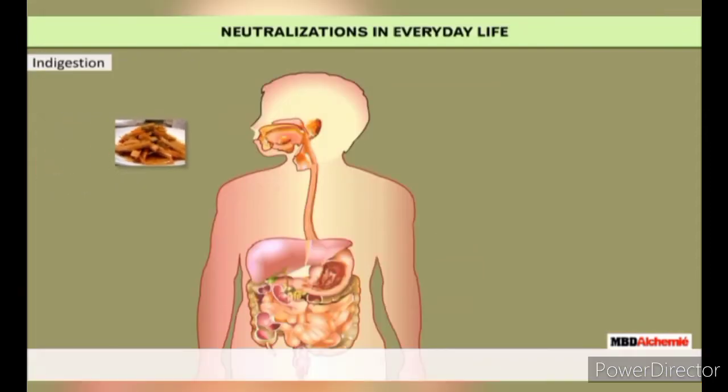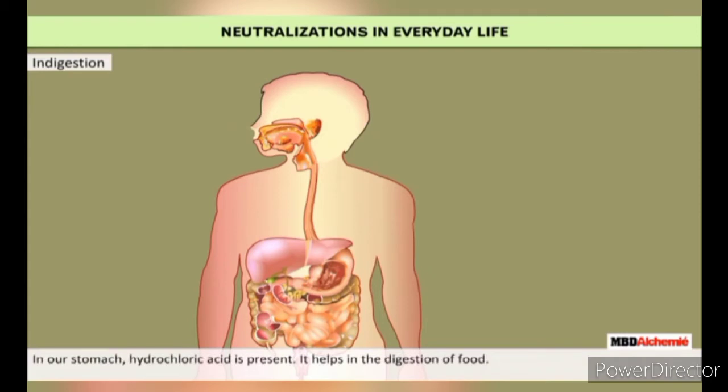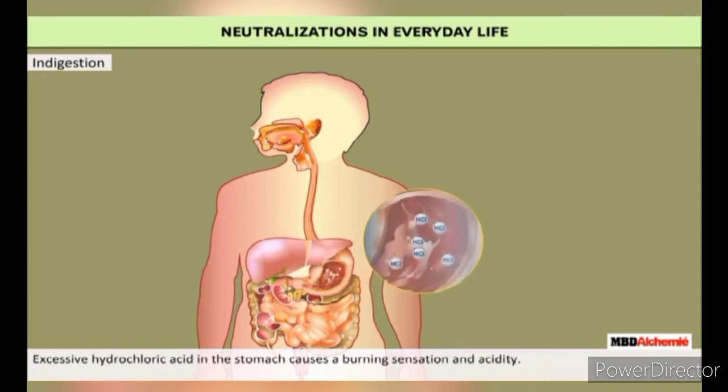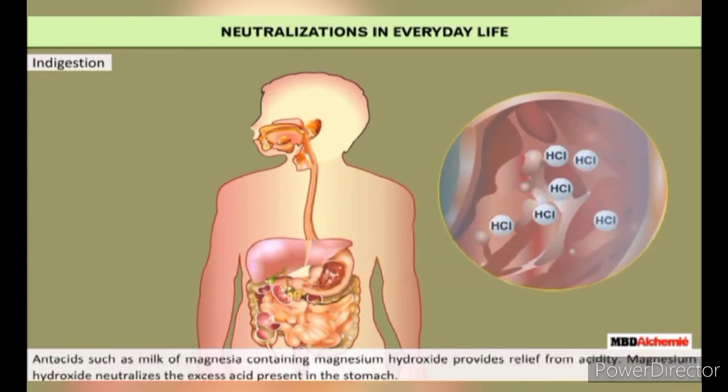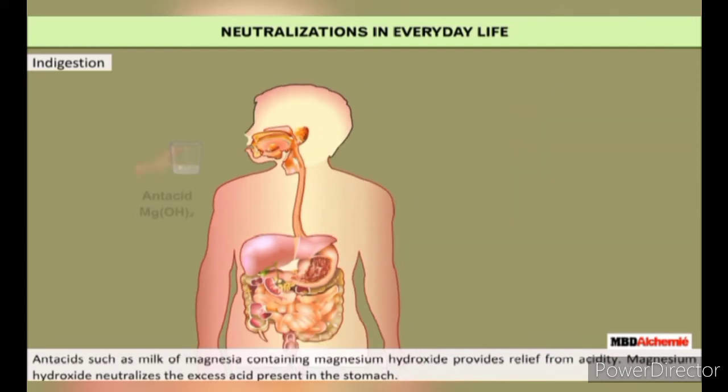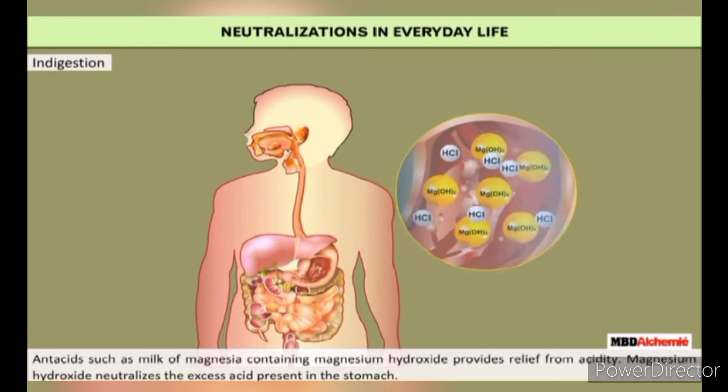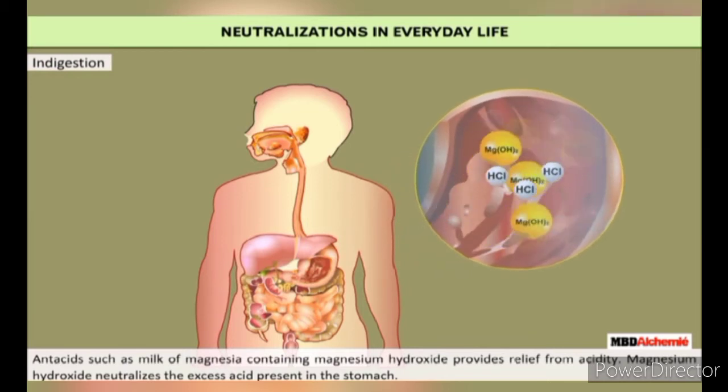Neutralization in everyday life. Indigestion. Hydrochloric acid is present in our stomach. It helps in the digestion of food. Excessive hydrochloric acid in the stomach causes a burning sensation and acidity. Antacids such as milk of magnesia containing magnesium hydroxide provide relief from acidity. Magnesium hydroxide neutralizes the excess acid present in the stomach.